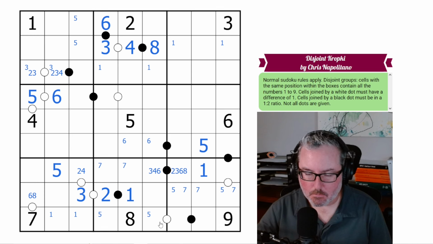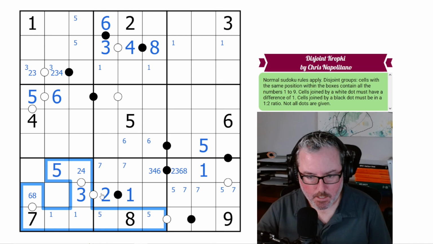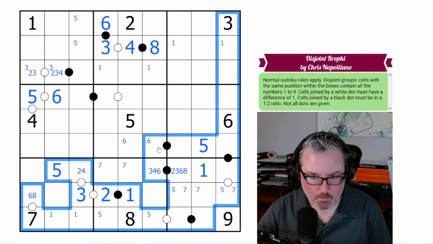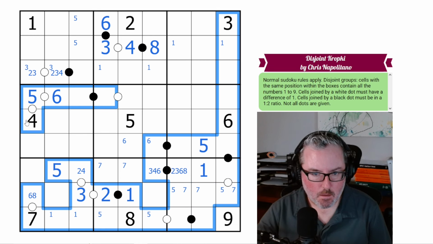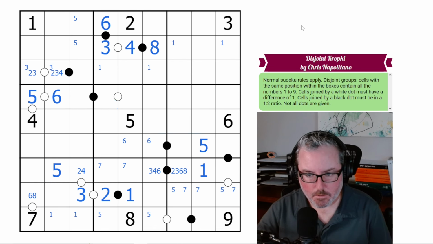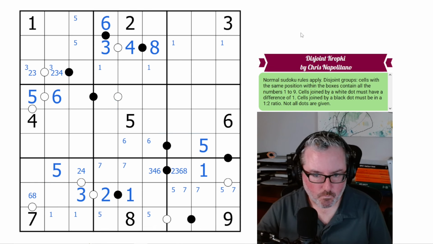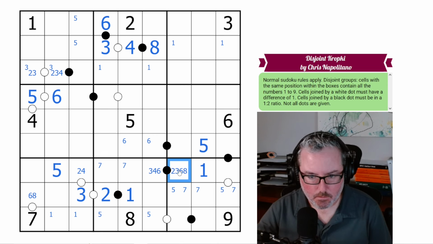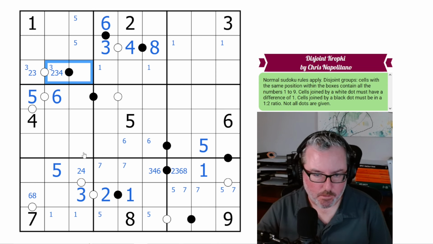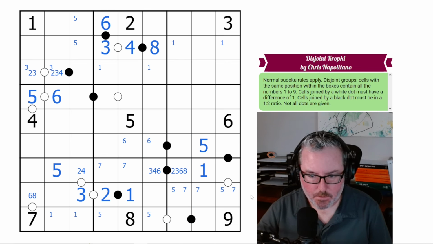I don't see much, and I don't really see much of the 9 being useful either. Because while I can remove these types of things, there's not enough quite here. Yeah. Okay, so 9s don't appear to be that useful either. So I've got to find another black Kropki dot that's going to do me some good, I think. The question is, where is it?